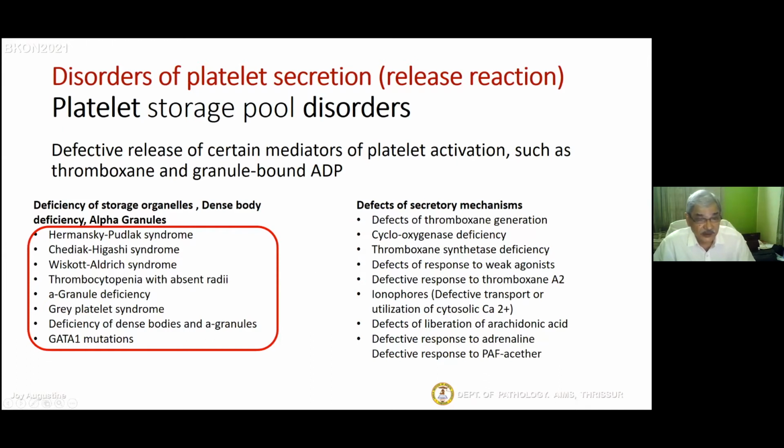Now, the secretory mechanisms may be deficient or defective in a large number of conditions. Cyclooxygenase deficiency, thromboxane deficiency, these may lead either to increased bleeding or increased coagulability of blood.